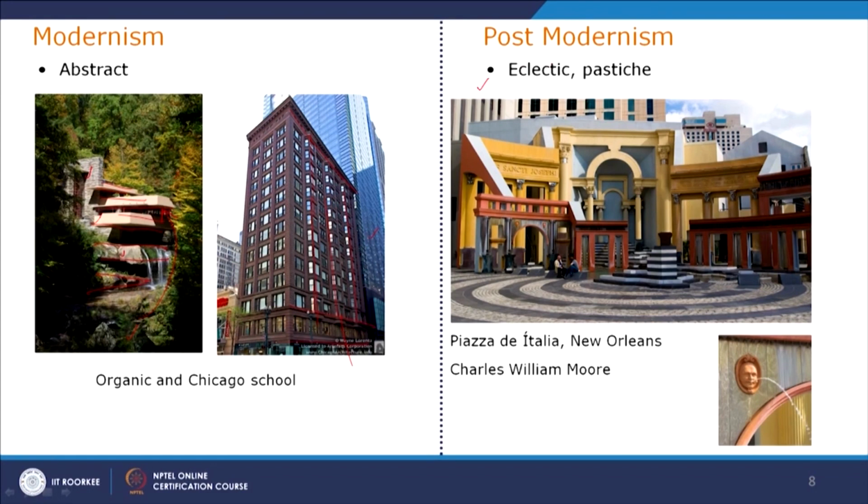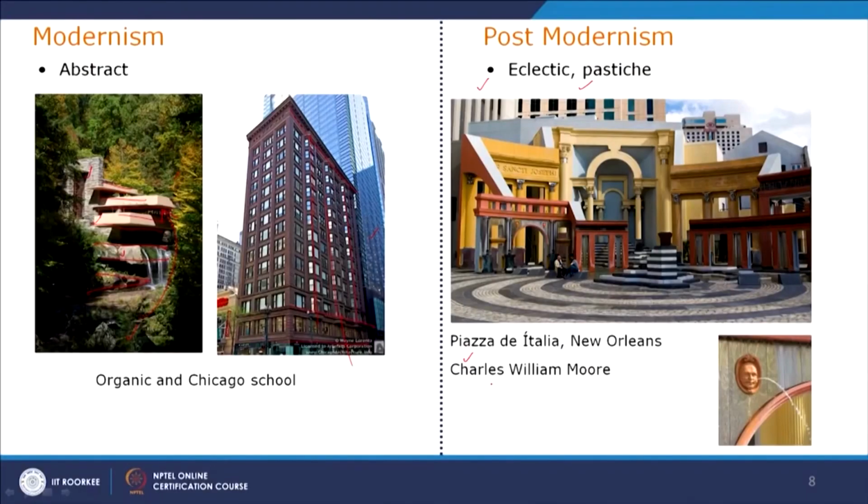So here in the abstraction, one particular thing was taken and then it got abstracted, but here it was a different approach. So it was eclectic. The two concepts were there, eclectic and pastiche. We have discussed that. So why is this eclectic? Because this is a design by Charles William Moore. He designed the Piazza d'Italia in New Orleans, USA, and he wanted to create Italy in the USA.